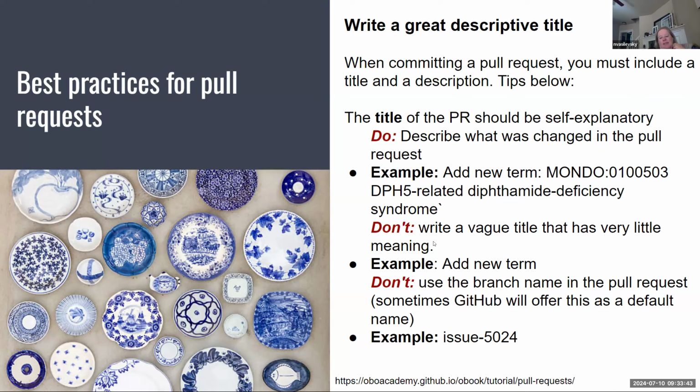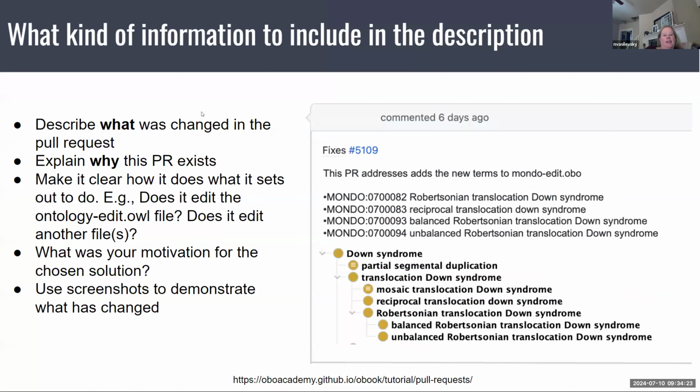Something not to do is write a vague title that has very little meaning, like "add new term" alone without any explanation of what the term is. Also, don't use a branch name as the pull request title. Depending on the order of how you do things with GitHub Desktop, sometimes it'll default to using just the name of the branch as the label. This is definitely not a best practice. It's obviously very uninformative and vague if the description just says it addresses a specific issue. So make sure that you have good titles that say what you're going to do, and the description also addresses what was actually done in the ticket.